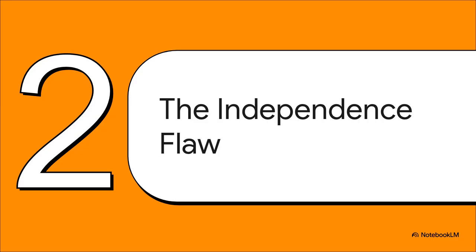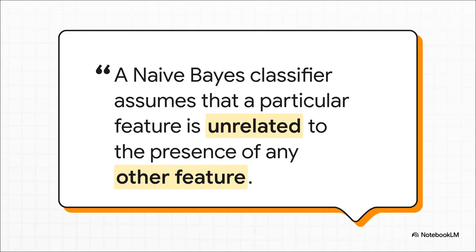But here's the catch. There's a reason this algorithm is so fast and simple. It's because it makes one huge and, let's be honest, usually wrong assumption about how the world works. This is where the naivete comes in. The algorithm assumes that every single piece of evidence, or every feature in machine learning terms, is completely independent of all the others. It's called the conditional independence assumption.